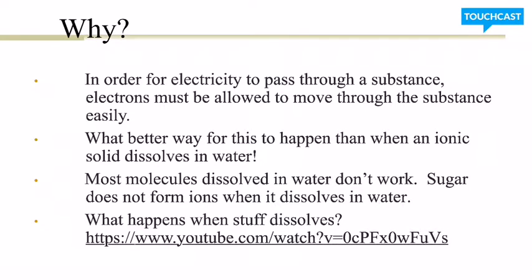So what does happen when stuff dissolves? There's a great YouTube video that I've posted on your class website that I'd like you to pause this video, if you can, and go back and watch. And you do have some questions on your guided notes pertaining to that. So make sure you watch that video so that you can answer the question correctly.